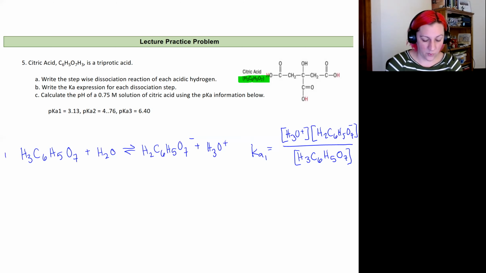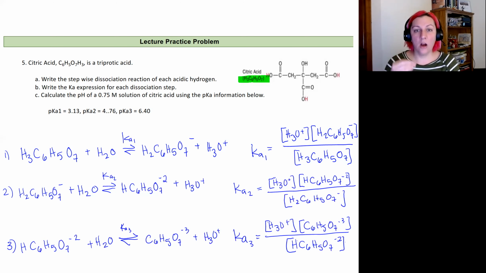So this is the first one, and there's going to be two more. There's going to be three total. I'm going to write those out and then restart recording so that you can compare what you were able to do for your dissociation reactions and the expressions that you wrote for each of these dissociation or ionization steps.